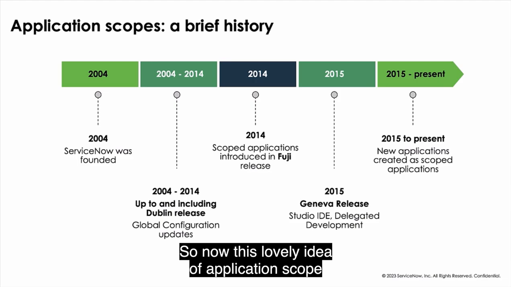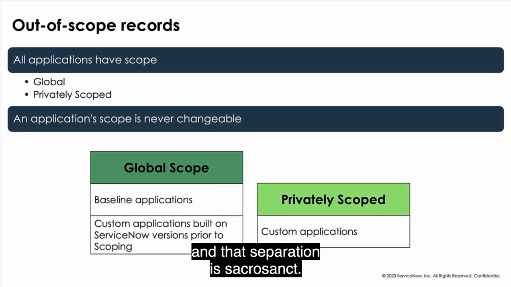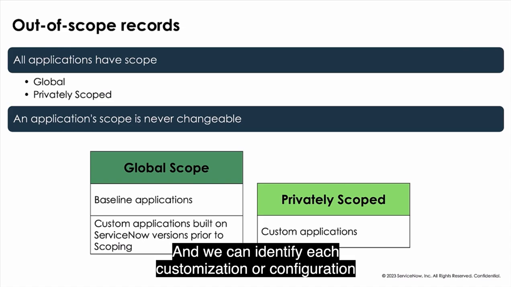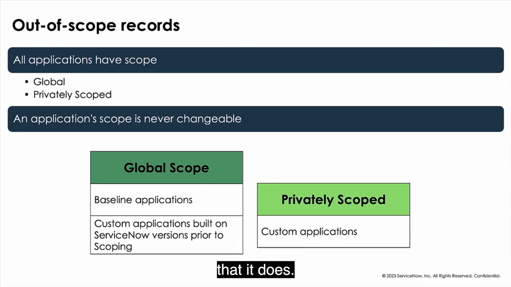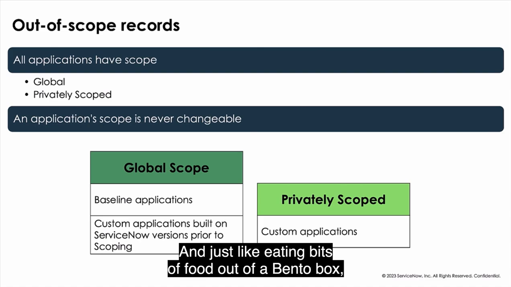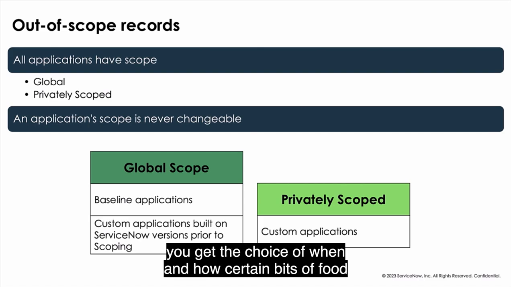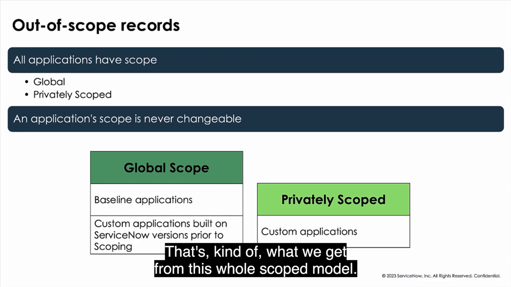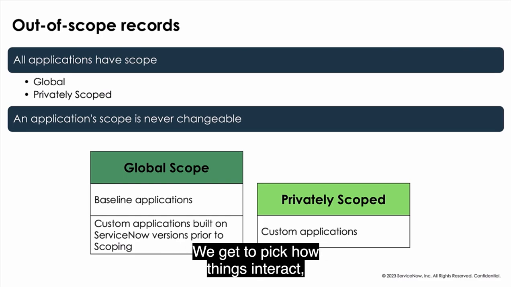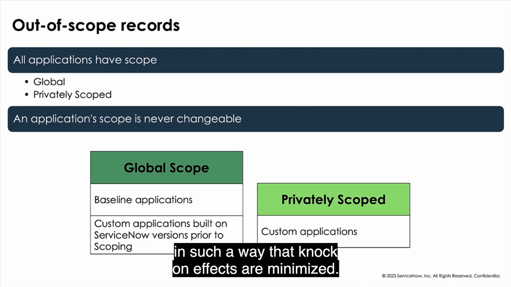So now, this lovely idea of application scope is that we can keep them separated, and that separation is sacrosanct. Once it's set, you are not to change it. And we can identify each customization or configuration record of each application as belonging to the application that it does. And just like eating bits of food out of a bento box, you get the choice of when and how certain bits of food will interact, if at all. That's kind of what we get from this whole scoped model. We get to pick how things interact, and we can add and remove them completely in such a way that knock-on effects are minimized.